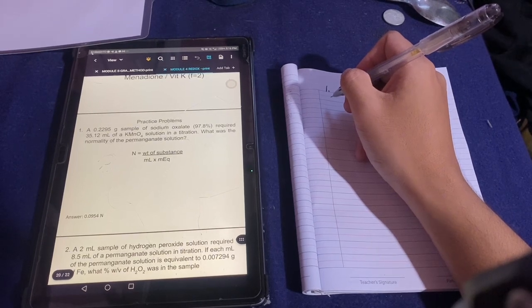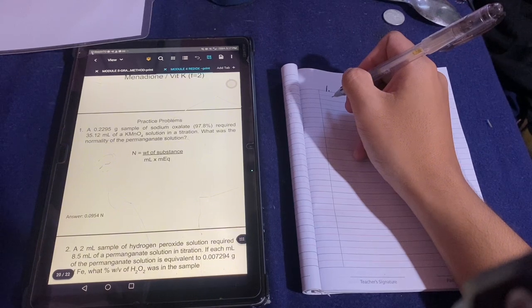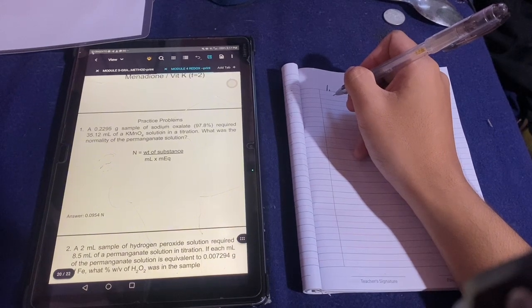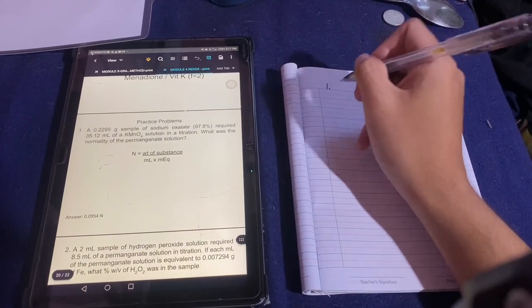A 0.2295 gram sample of sodium oxalate with 97.8% purity required 35.12 mL of KMnO4, or potassium permanganate solution, in a titration. What was the normality of the permanganate solution?